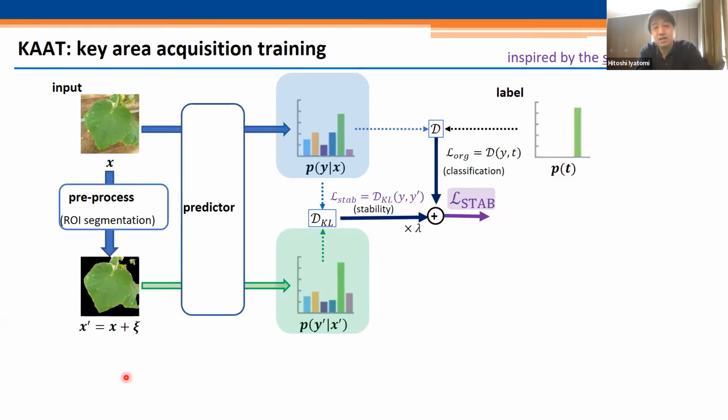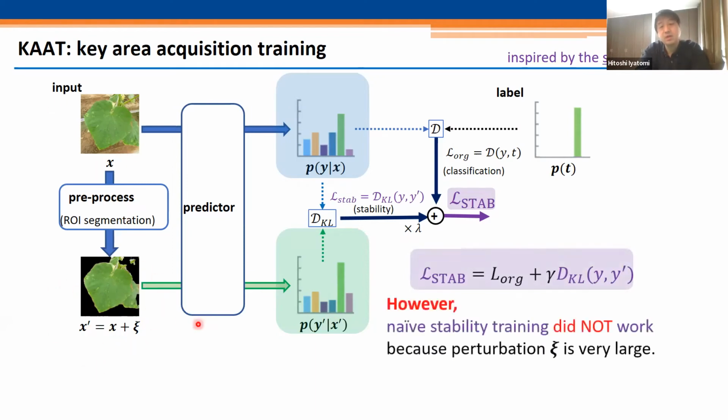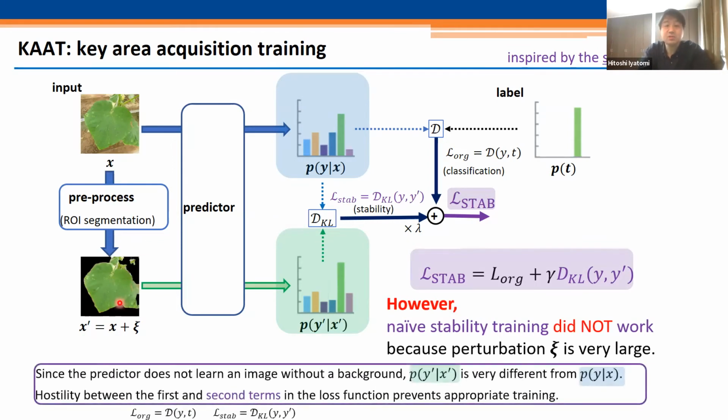So if we apply the stability training directly to this scheme, so X and X prime here, naive stability training did not work because the perturbation is quite large. So this and this look much different. So the hostility between this training and this training happened, and the entire training did not go well. So that is a problem when we apply the stability training to our task.